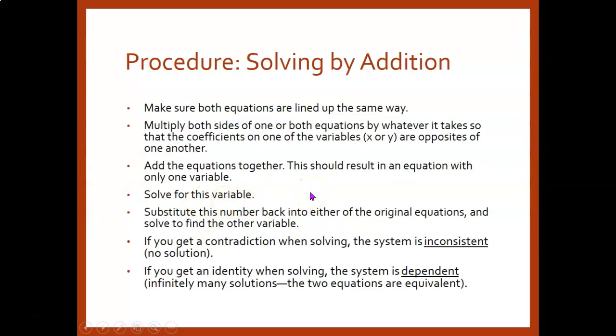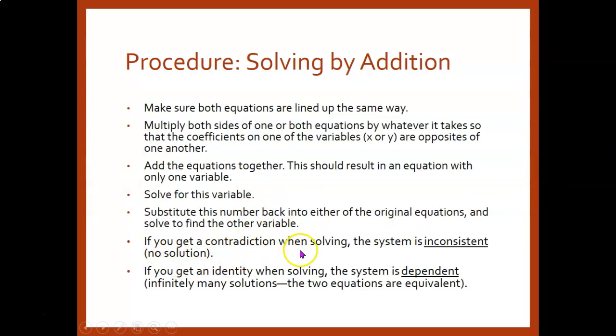You get a number for whatever that variable is, and you take that number and you substitute it back into either one of the original equations and solve to find the other variable. So now you've got both variables, you've got your solution.